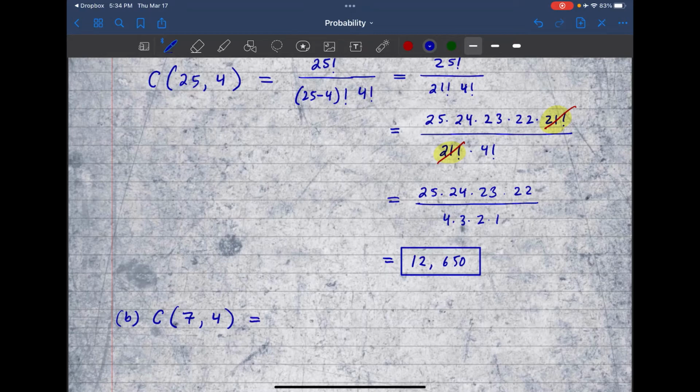So this would be given as 7 factorial over 7 minus 4 factorial times 4 factorial. Again, by simplifying, this is 7 factorial over 7 minus 4, that's 3 factorial times 4 factorial. By doing what we did above, you will get 35. So that's the number of ways to choose 4 rotten apples.